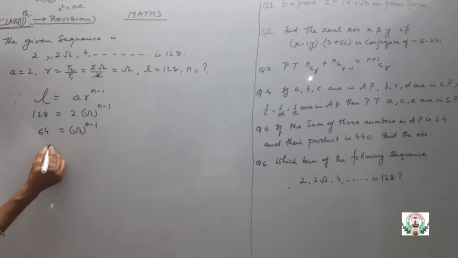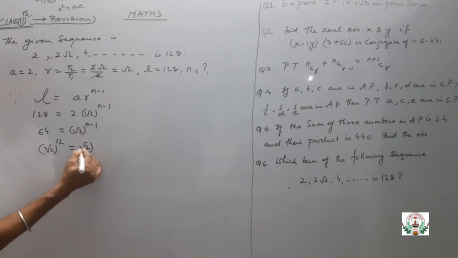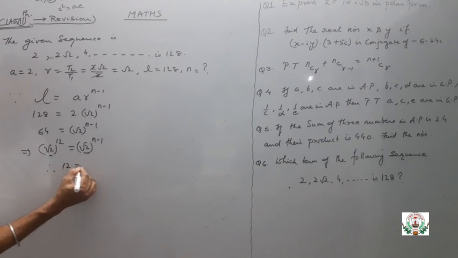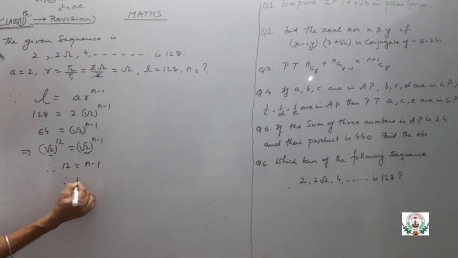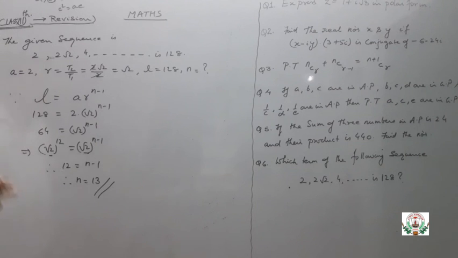We will take the base root 2 here, and the power is 12, because root 2 times root 2 is 2 and 2 to the power 6 is 64. So root 2 to the power 12 will be 64, equal to root 2 to the power n minus 1. Since the bases are now the same, their powers can be compared. 12 equals n minus 1, therefore n equals 13. This value of n will never be negative and never in fractional form.